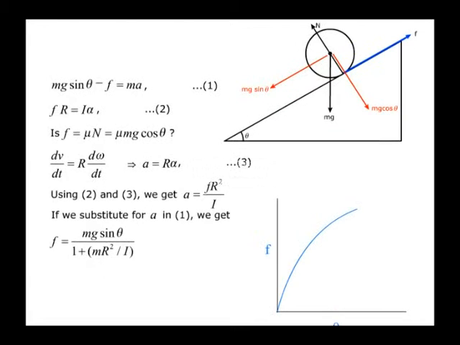This is an interesting result. Take a look at it. It says that the static frictional force acting on the cylinder is a linear function of sine theta. But then theta can vary, right? We can have the cylinder roll down planes of different inclinations. So, we conclude that the static friction F also varies as theta varies.